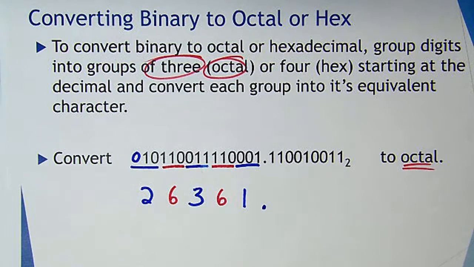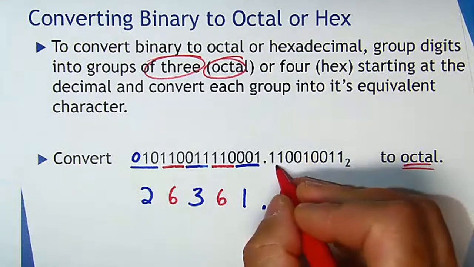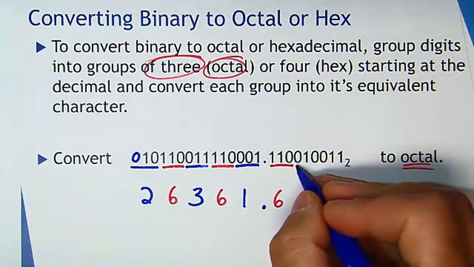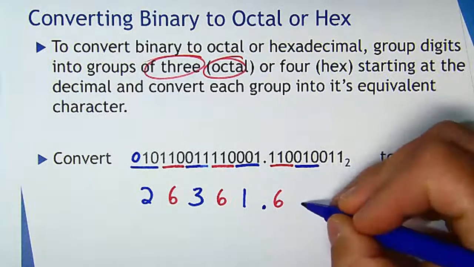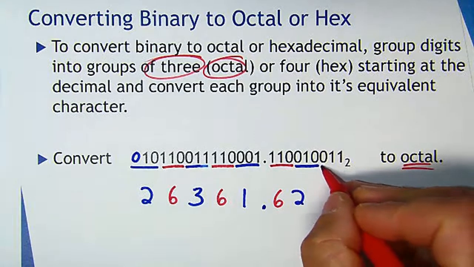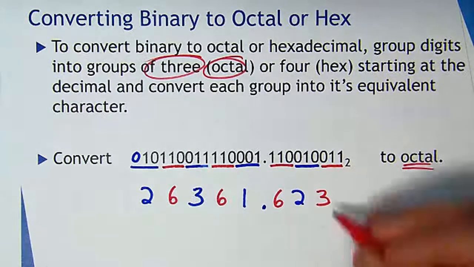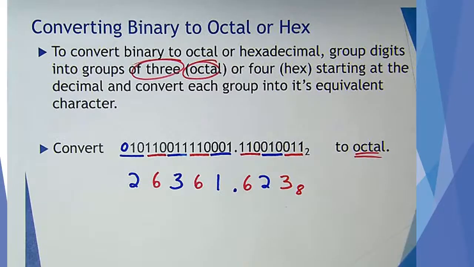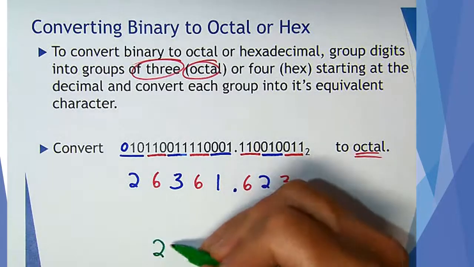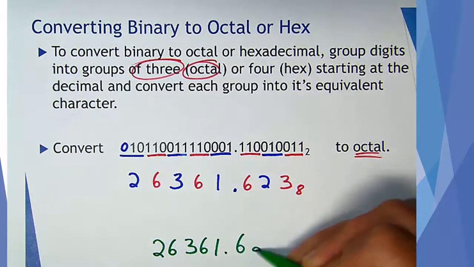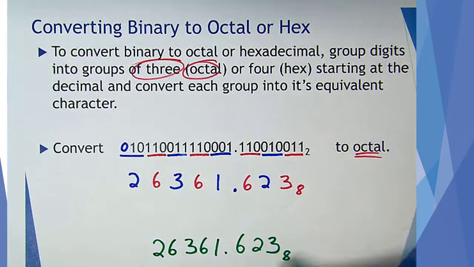Let's work our way to the right. The first group is 1, 1, 0. We've seen that before. That's 6. Our next group is 0, 1, 0. That's 2. And our last grouping is 0, 1, 1. That's 3. And so there is our number. When we convert that to octal, this becomes 26361.623 base 8. And we've converted it over.